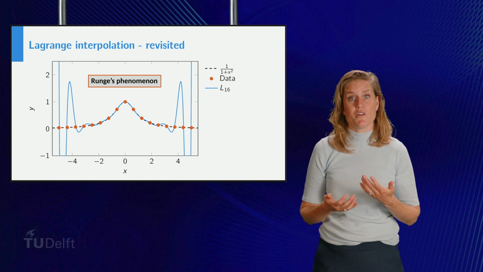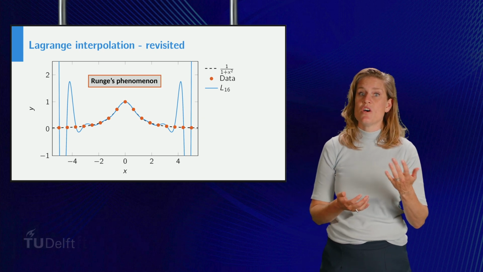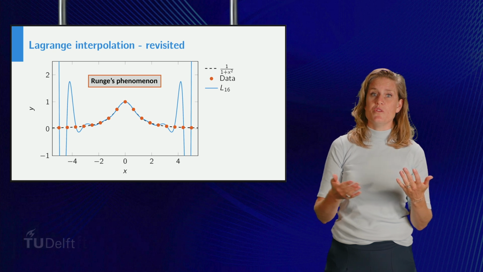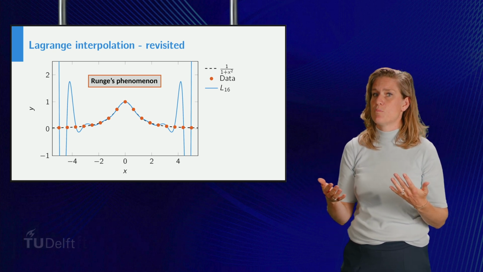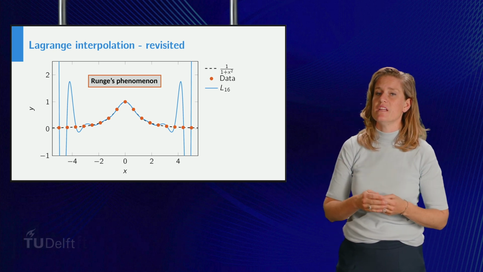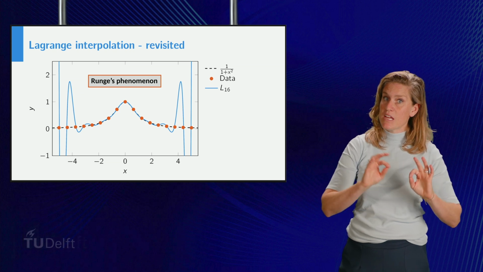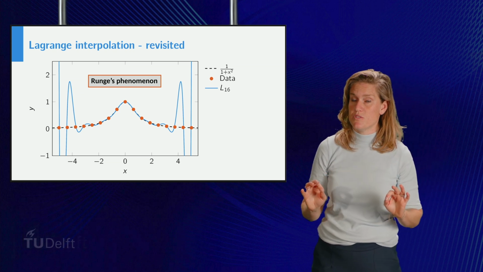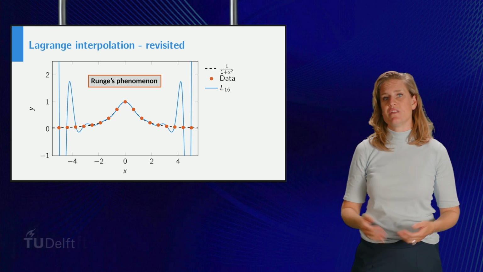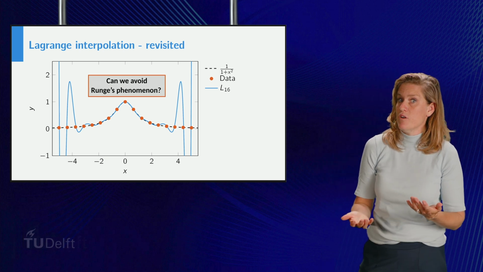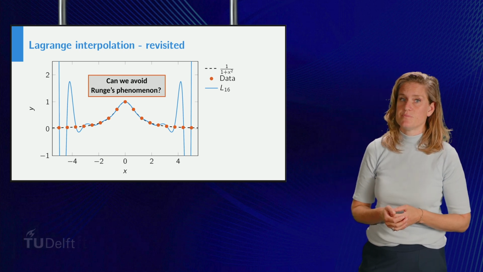A problem of oscillations at the edges of an interval that occurs when using polynomial interpolation with polynomials of high degree over a set of equidistant interpolation points. This brings us to the next question. Can we avoid Runge's phenomenon?